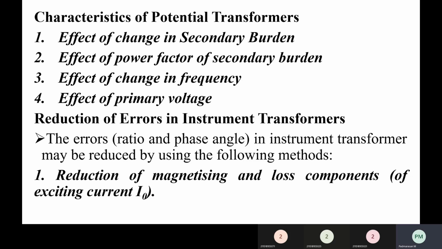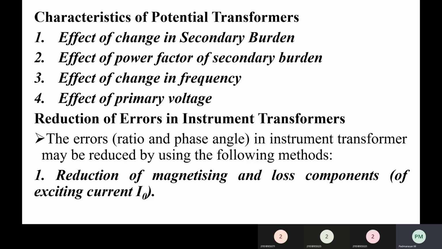And the second characteristic is the effect of power factor of secondary burden. So when the power factor of a secondary circuit burden is reduced, the angle increases. As a consequence, current IP shifts towards I0. The voltages VP and VS, that is primary winding voltage and secondary winding voltage, come more nearly into phase with EP and ES respectively, since the voltage drops are almost constant.